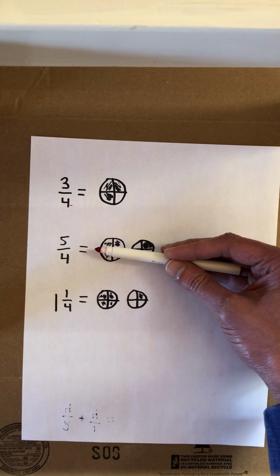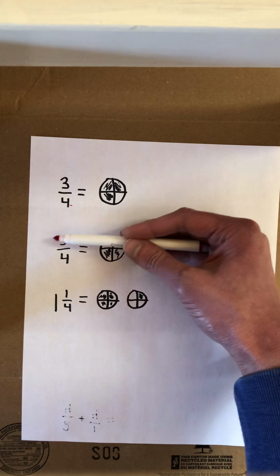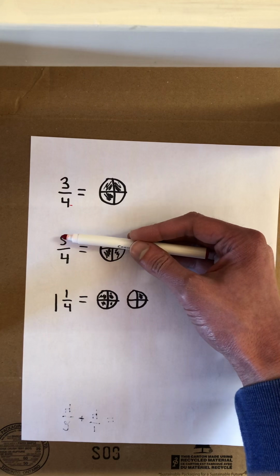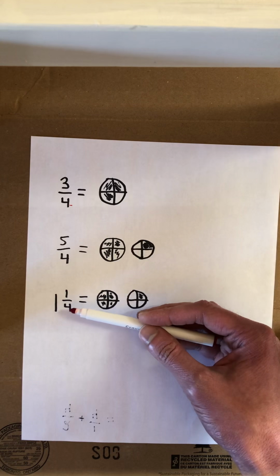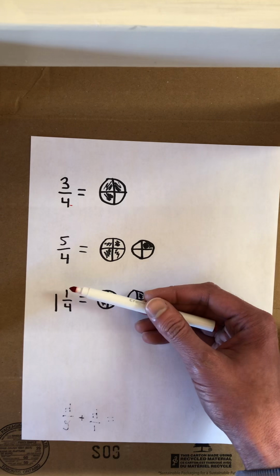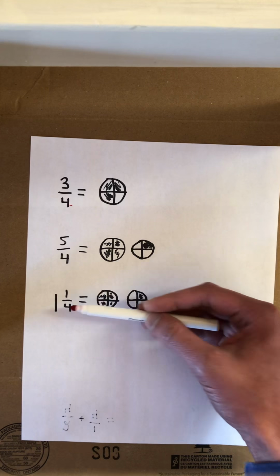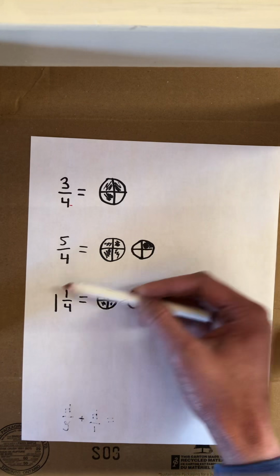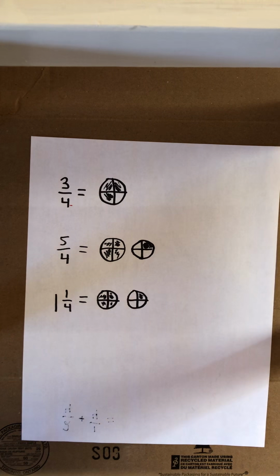But this one is an improper fraction because everything is in the numerator still. So it's 5 out of 4. And this one is a mixed number because there's one whole and there's 1/4 left over. So this is what we call a mixed number when the whole number is separate from the fraction.